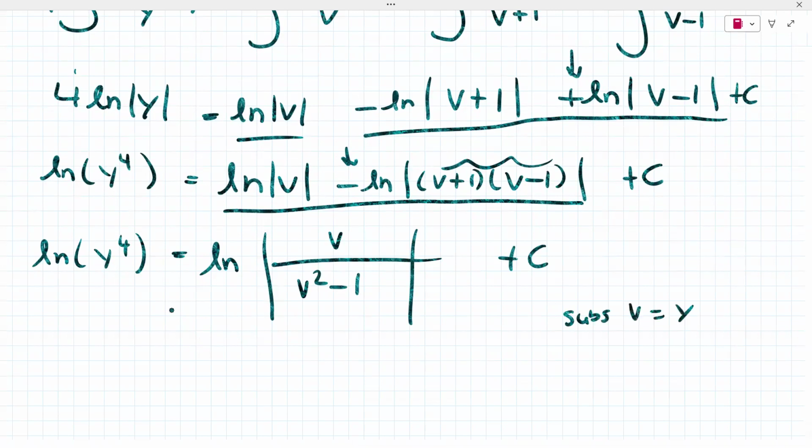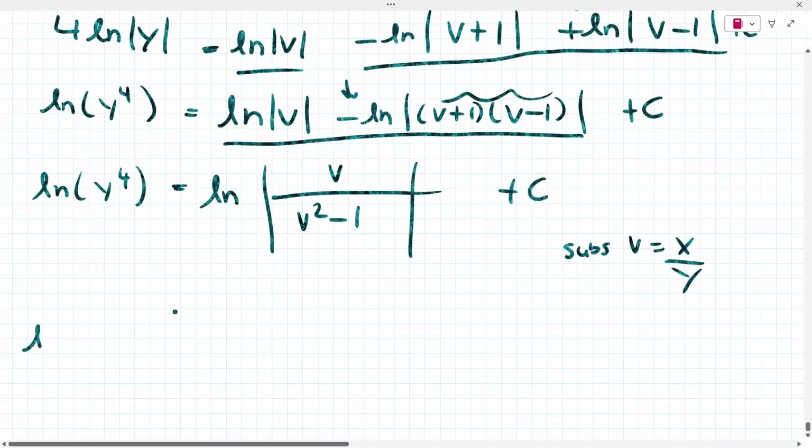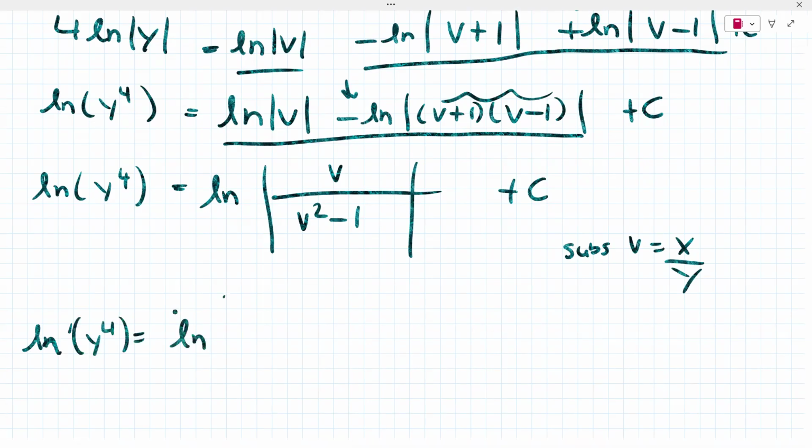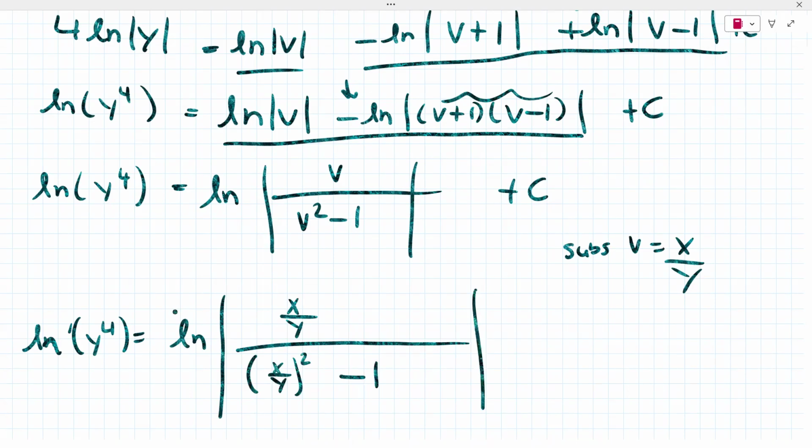And then you would substitute your V equals x over y. We don't have a V. What we need is, oh, yeah, we do have a V. So you're going to substitute your V with x over y. So it's going to be ln of y to the fourth equals ln of absolute value of x over y over x over y squared minus 1 plus c.